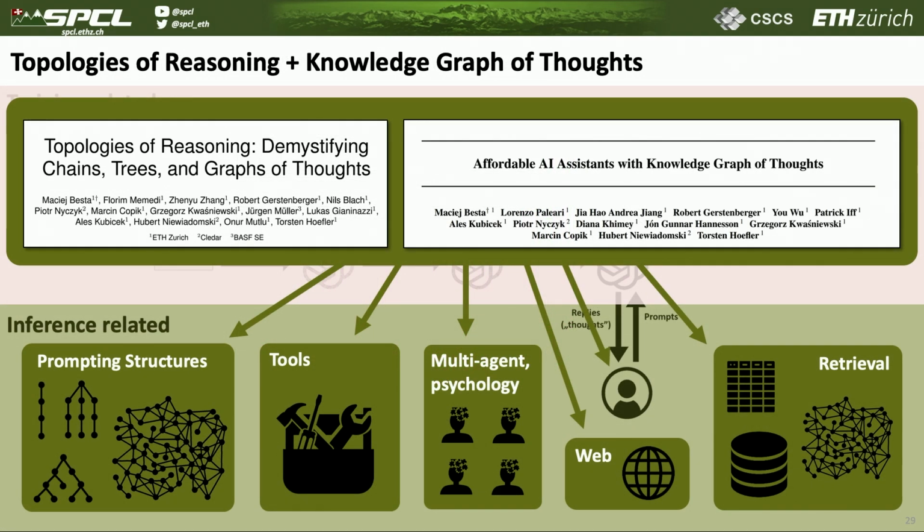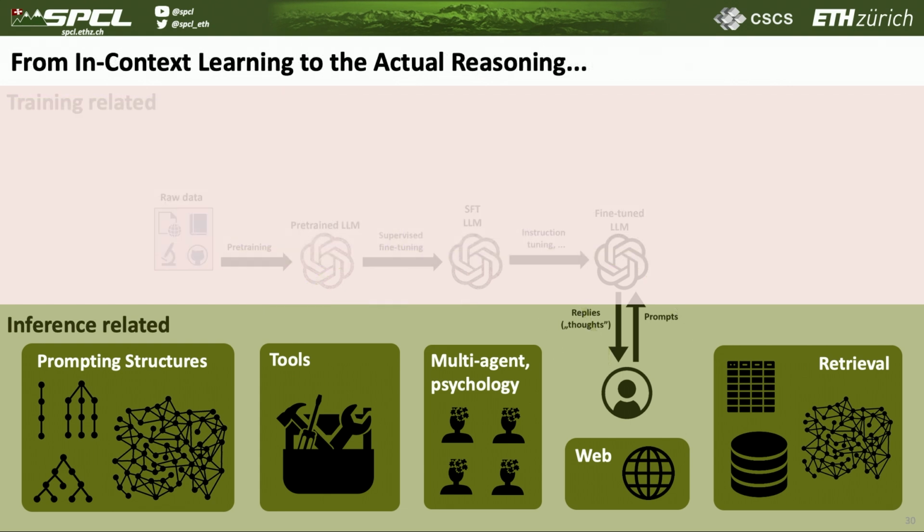So these two are next steps, right? The topologies of reasoning and the knowledge graph of thoughts, a very recent outcome that we prepared. But now the question is, because we started with DeepSeek, we started with O3, so where is this thing? And now this is basically the question.